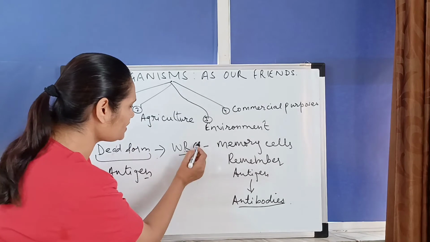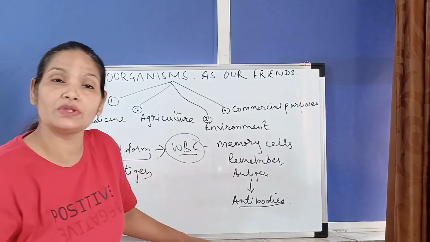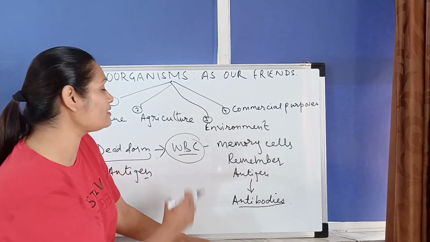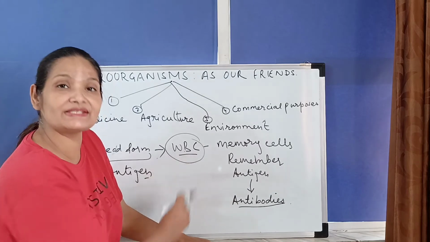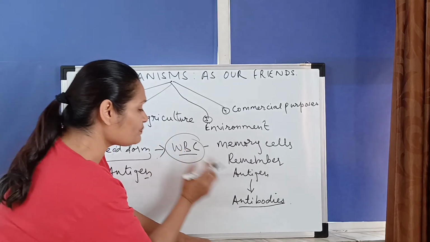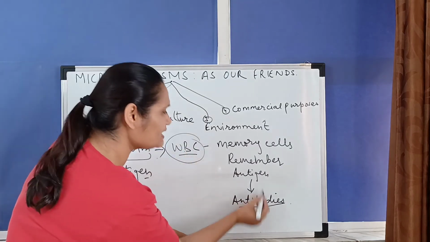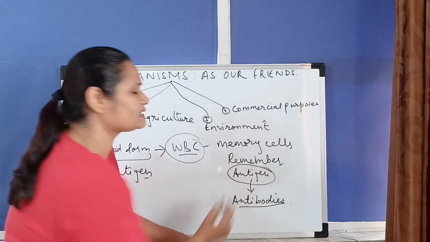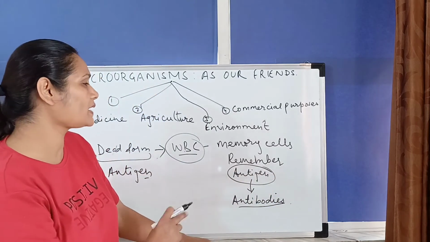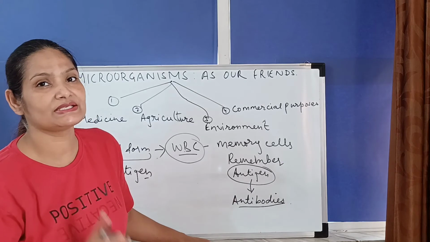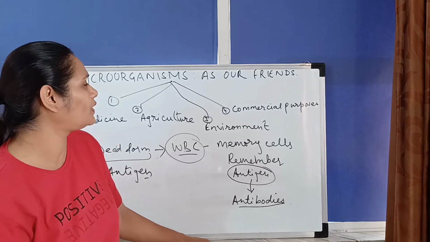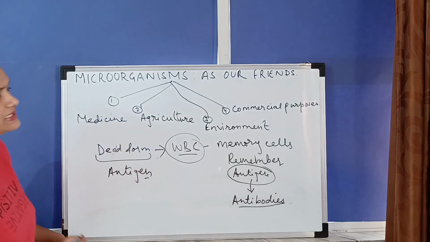Now what these WBCs are, they are also called the warrior cells of our immune system, or the warrior cells of our body. Okay. So they will produce antibodies, and these antibodies will kill this antigen, and this is how we are saved from diseases and disease causing microorganisms. So that is how the vaccines work.